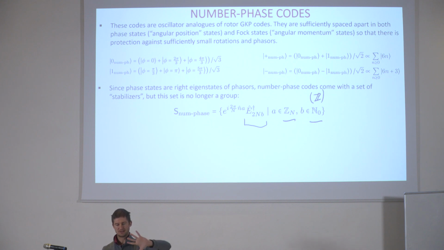So this is one of a stabilizer set that you can think of for these codes. So E dagger kicks you down by the same spacing such that the code states are invariant, and this rotation by n hat by 2 pi over n rotates the states around. Now, what's interesting about E dagger is that phase states are actually eigenstates of E dagger.